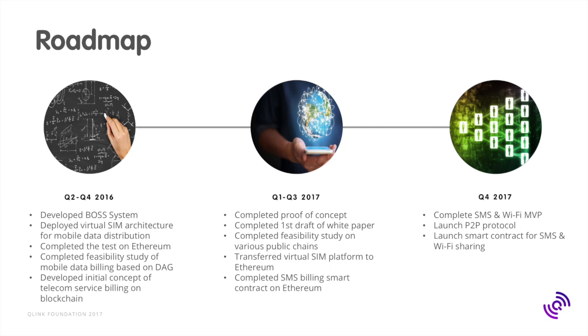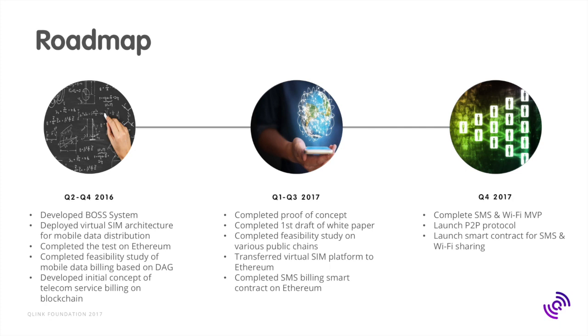So the Qlink roadmap. There's a lot here, so I won't go over this in too much detail. We'll just go over the highlights. Qlink have already developed a BOS system, developed virtual SIMs. We've completed a test on Ethereum. We actually built a lot of this on Ethereum previously, before deciding to build the Qlink chain and switch to the Neo blockchain. The reason we did that was because it was just too expensive to run on Ethereum, but a lot of this has already been built once. We've completed the proof of concept, the white paper, transferred the virtual SIM platform to Ethereum, and completed the SMS billing smart contract on Ethereum as well.